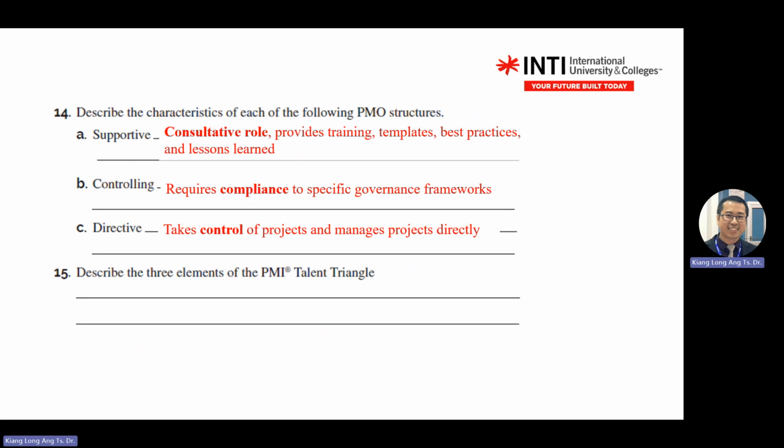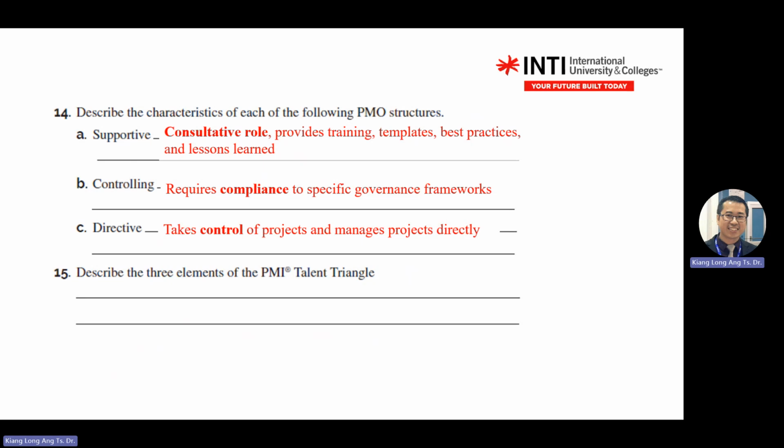Describe the three elements of this talent triangle. This one is also repeated in the chapter 2 question. The new talent triangle from PMI. What are the three? Triangle, you still remember? PMI. Business skill. No. Time, cost, and performance, that one is project success. This question asks you about the PMI talent triangle.